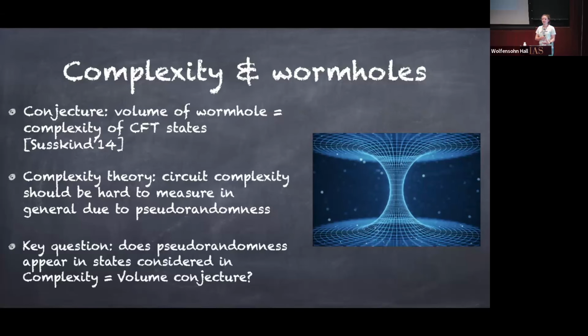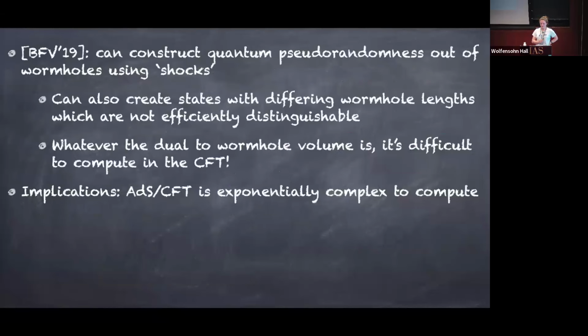But this second bullet point here doesn't necessarily imply that there's anything strange going on with the complexity equals volume conjecture, because pseudorandom states are not generic. The pseudorandom state constructions we have are fairly specialized. And the key question here is, does pseudorandomness appear in states considered in the complexity equals volume conjecture? That was a question that the BFE paper tried to answer.